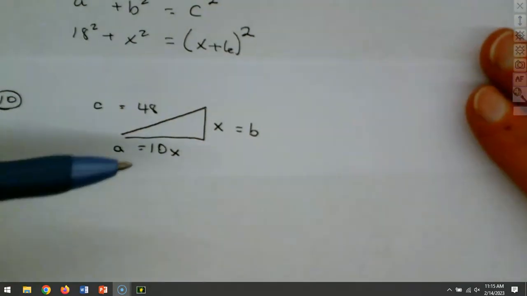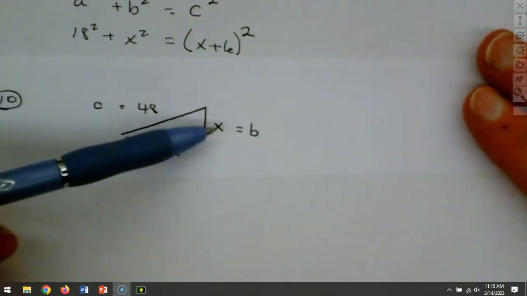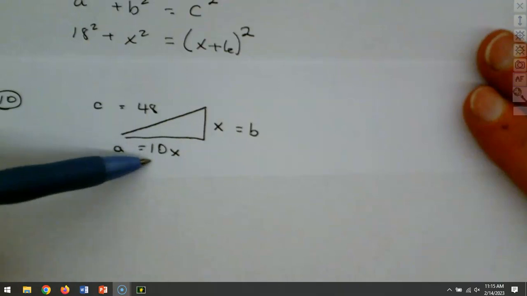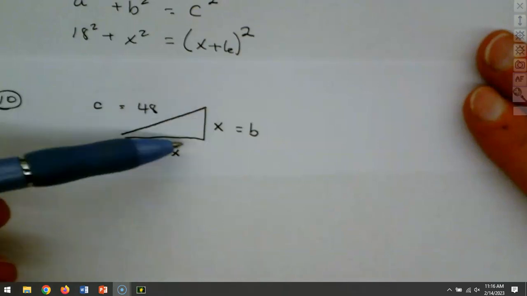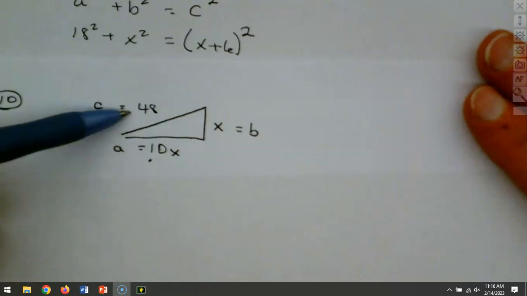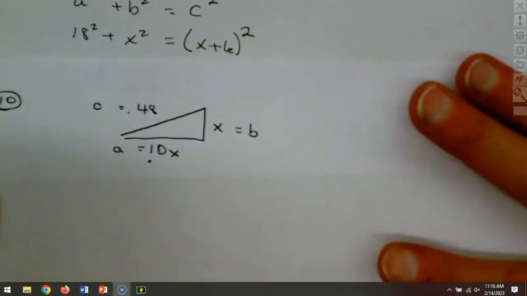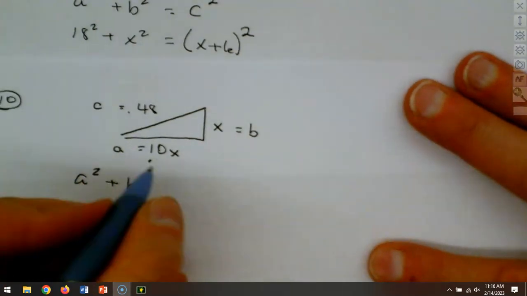Right, because it's a 10-to-1 ratio. That means for every 1 inch of rise, I go over 10 units. So if you had to go over 10 inches, that would be 100 here. If you went up 10 inches, you'd have to go over 100. The length of that board is 48. Now again, it's a triangle, so what do we know? Well, we know we're going to apply the Pythagorean theorem.